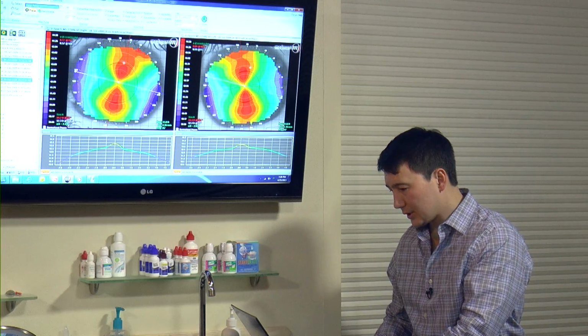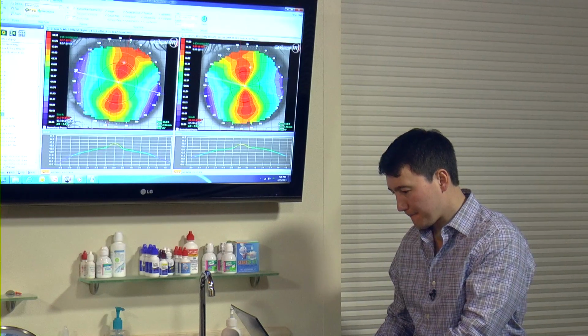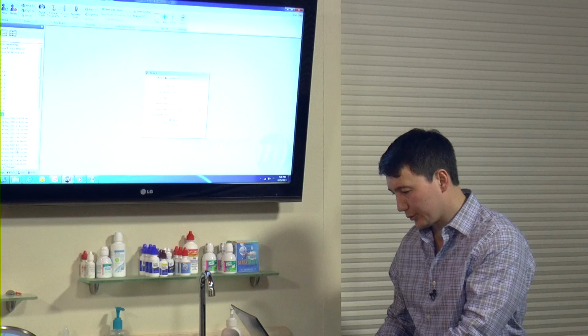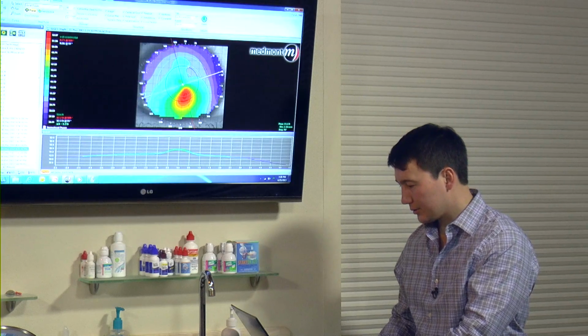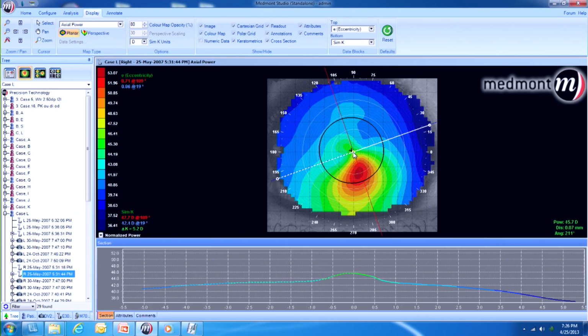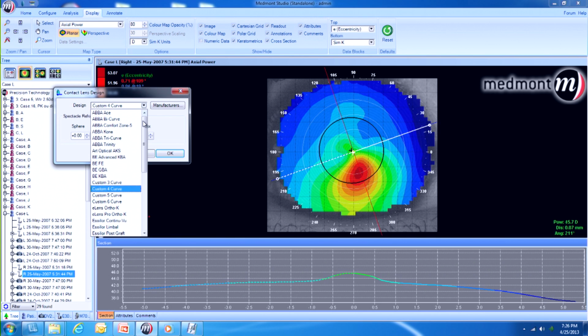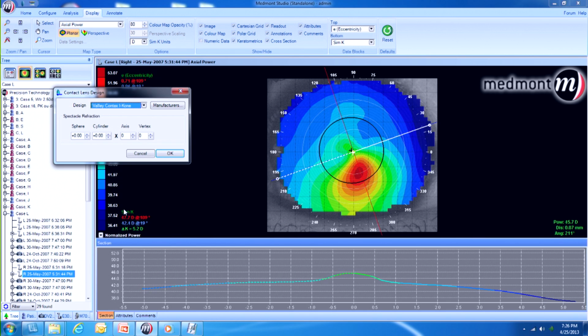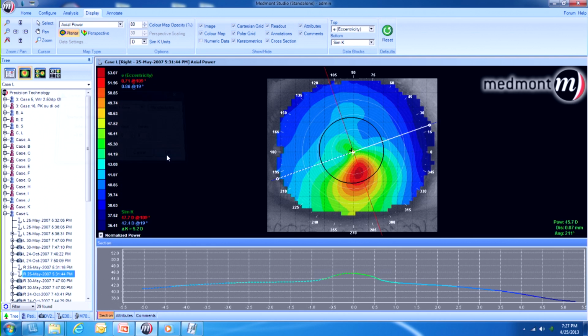Now, what about the diseased eye? What if we were to take a patient like this, keratoconic eye? Is this a patient that's a good candidate for a corneal GP, or do we need a scleral lens for this eye? So let's pull up the software and grab, let's say, the Valley iCone lens, and let's see if this is a good candidate for a corneal GP, or should we go with one of Valley's scleral lenses.